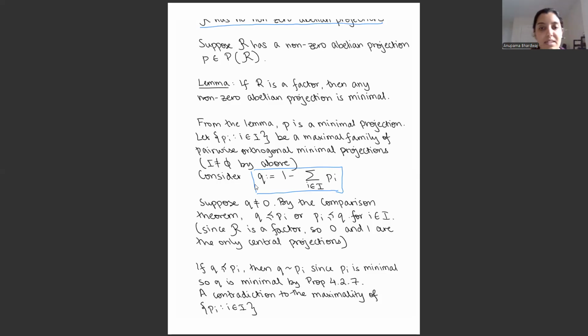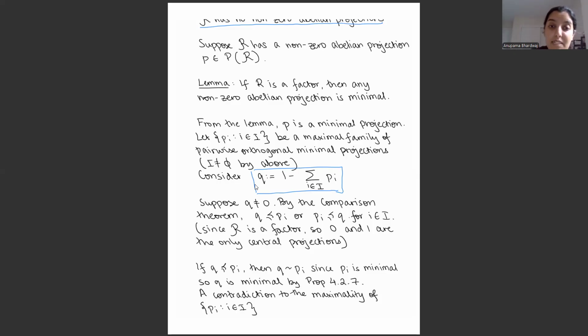And hence, because of that, only one of two possibilities happens: Q ≾ Pi or Pi ≾ Q. So let's look at the first possibility. If Q ≾ Pi, then I would have that Q is equivalent to Pi, because Pi is a minimal projection by our assumption. And so Q is minimal because of proposition 4.2.7 in the notes. And this is a contradiction to the maximality of our family.